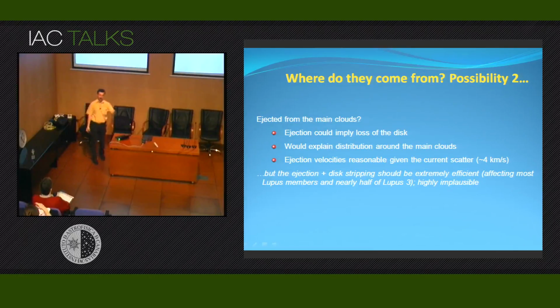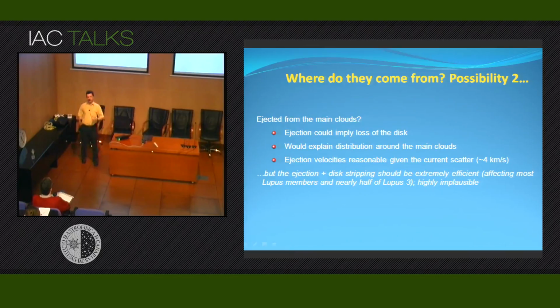Perhaps more interesting is the possibility that the environment in which the Lupus clouds are located plays a role in this. Remember, I said at the beginning, Lupus clouds are sandwiched between two OB associations that contain massive stars, which do a lot of damage to their surroundings within a few parsecs around them. So take into consideration that this distributed population is away from the main clouds, therefore they are somehow unshielded against the radiation from these nearby OB stars.